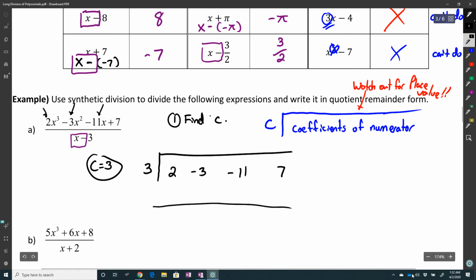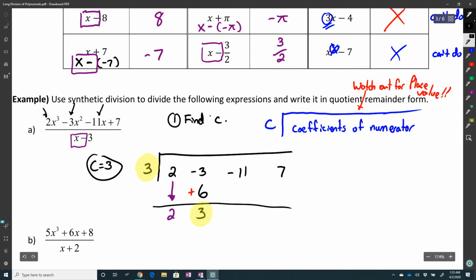All right. If you were tuned out up until now, I want you to tune back in so I can show you how to do this. Your first step is you drop down the 2. And then you multiply it to the outside. So you get your number that you just got, you multiply it to the outside. 2 times 3 is 6. You put the number underneath the next one, add them up. Negative 3 plus 6 is 3.